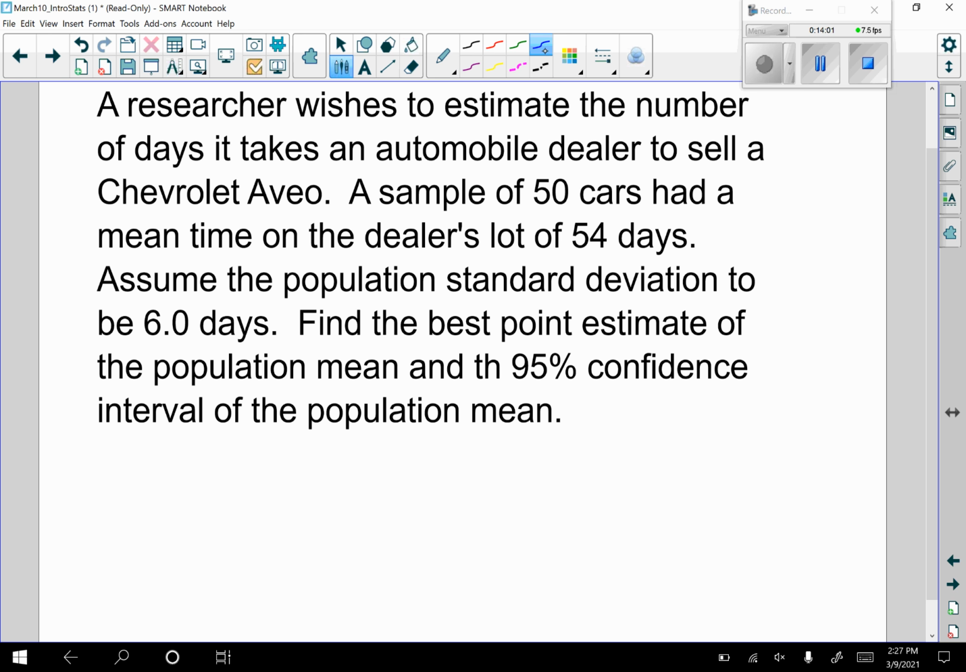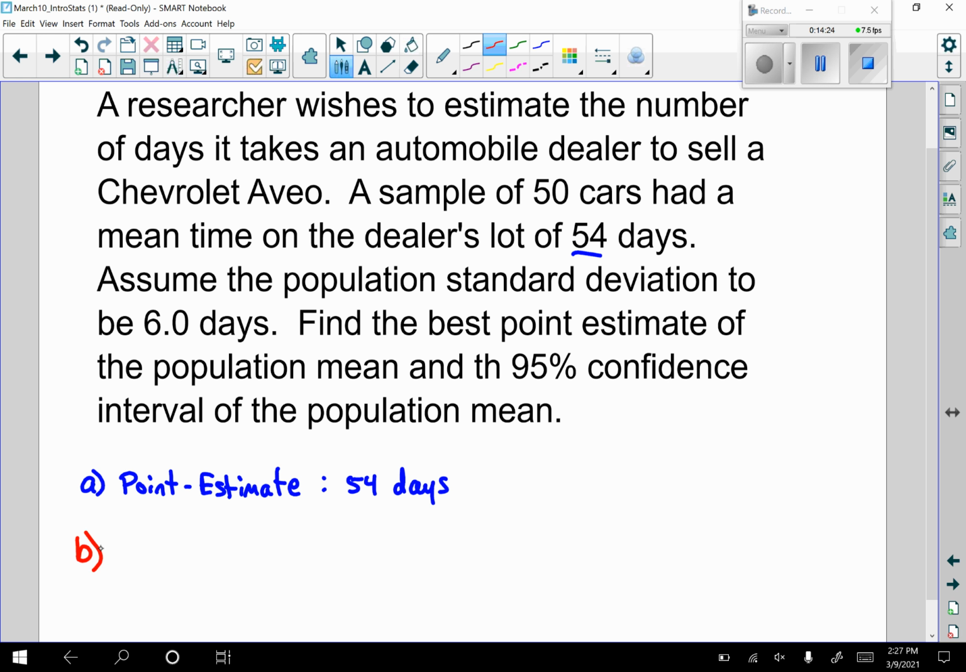All right, to answer the first part, and I said this plenty of times yesterday, for part A, the best point estimate is what? The sample mean. So the sample mean is going to be 54. We would say 54 days.